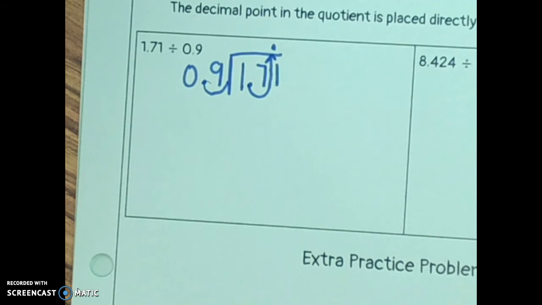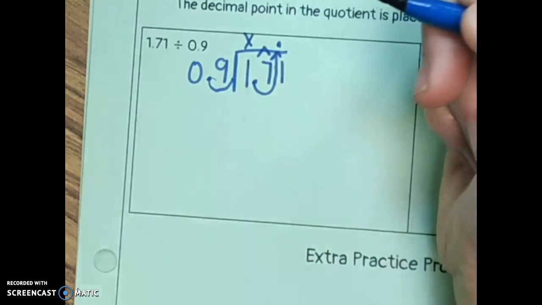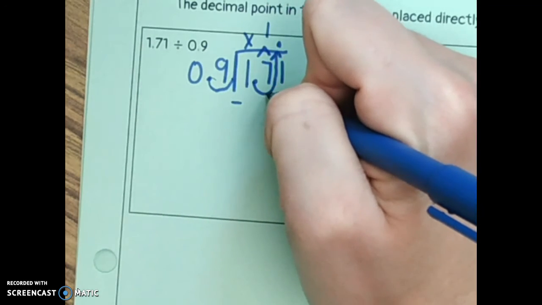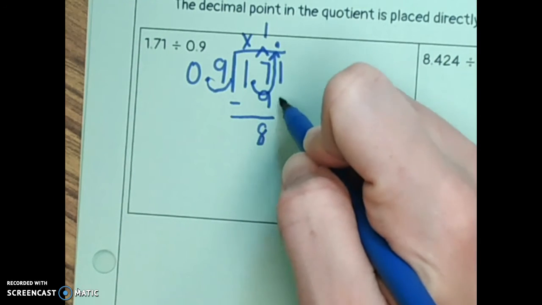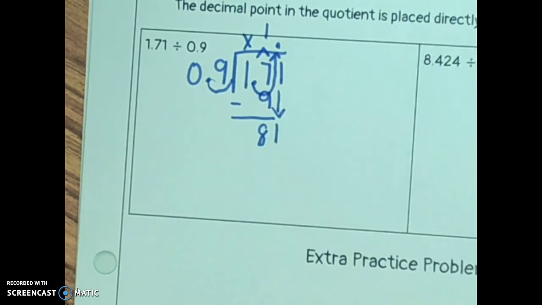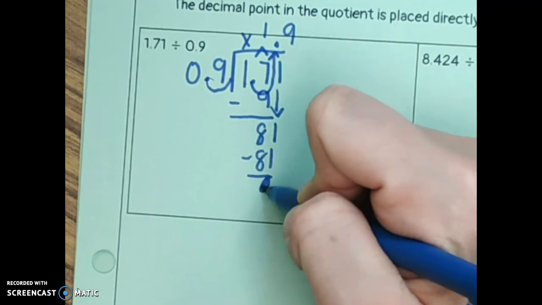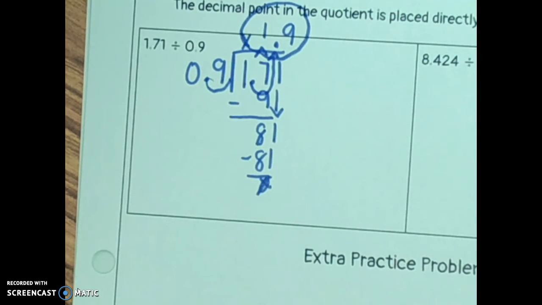Okay, how many times can 9 go into 1? 1, 0. How many times can 9 go into 17? Once. Super close to 2. And we get an 8, right? And I bring down my 1. 9 goes into 81. 1.9. So the only new thing I showed you is moving the decimal. That's not really math. That's you taking your pencil and doing a little loop.